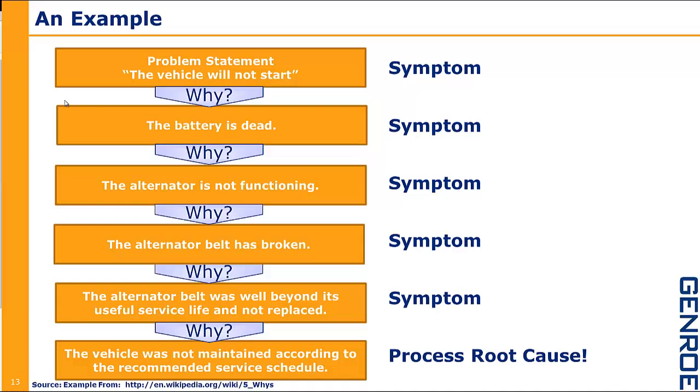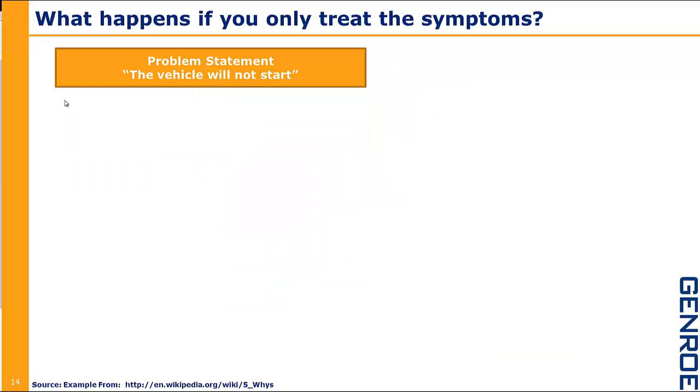We go from the problem statement, which is the vehicle will not start, all the way through to the battery's dead, all the way through to the vehicle not being maintained on the service schedule. So you see how we get all those different elements there. Let's look at this a little bit differently. Let's look at what would happen if we only treated the symptoms.